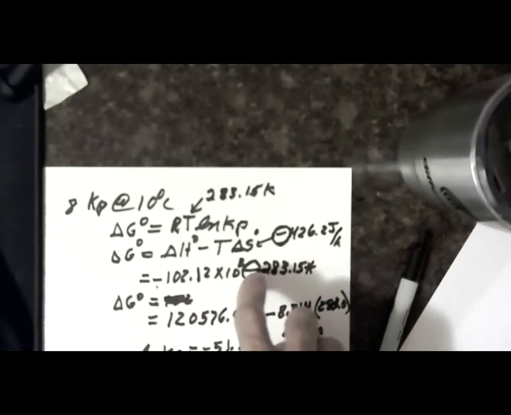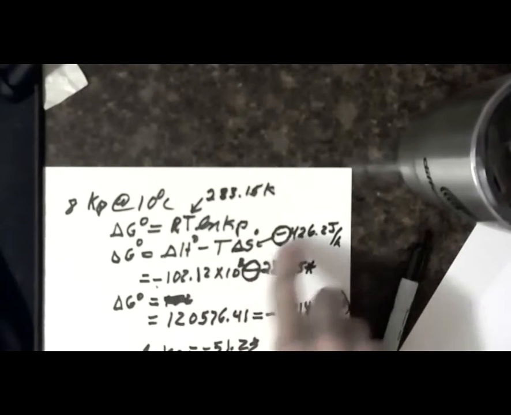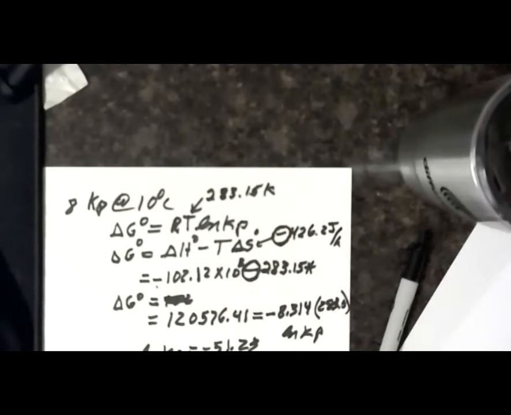Okay, so minus for the formula and minus from delta H is positive. So let me redo the numbers. 426.2 times 283.15 is that number. Minus 102.12, that is the number I'm seeing.